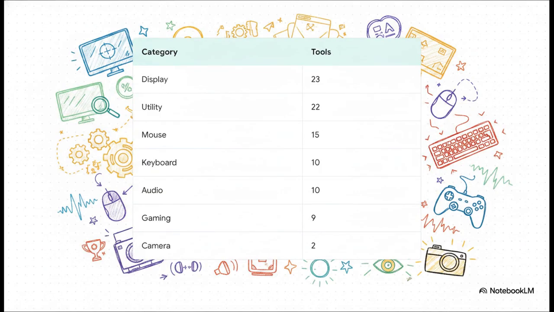And it's all broken down super cleanly across different hardware categories. Check this out. You've got a massive 23 separate tools just for diagnosing your display. Then there's 22 utility tools, 15 dedicated solely to your mouse, 10 for your keyboard, 10 for audio, 9 built specifically for gaming, and even 2 for your camera. It's seriously a comprehensively organized arsenal.